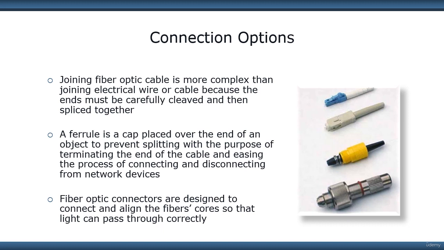So a ferrule is a cap that's placed over the end of an object to prevent splitting. And it has the purpose of terminating the end of the cable as well as easing the process of disconnecting from network devices. So fiber optic connectors are designed to connect and align the fiber cores so that light can pass through them easily. And you'll see these ferrules on a lot of these connectors that just make it easier to attach it to the actual server or network device.